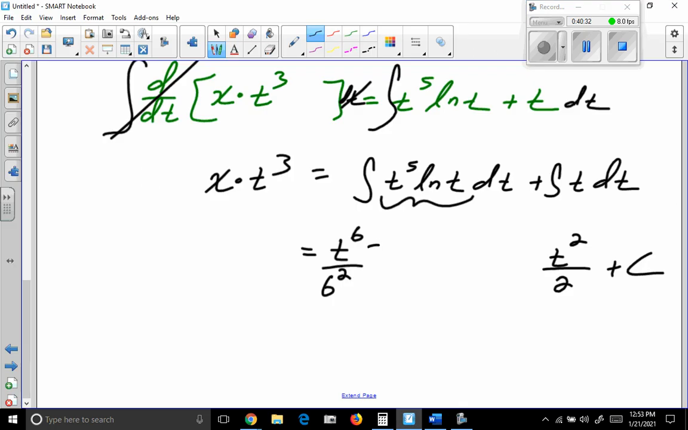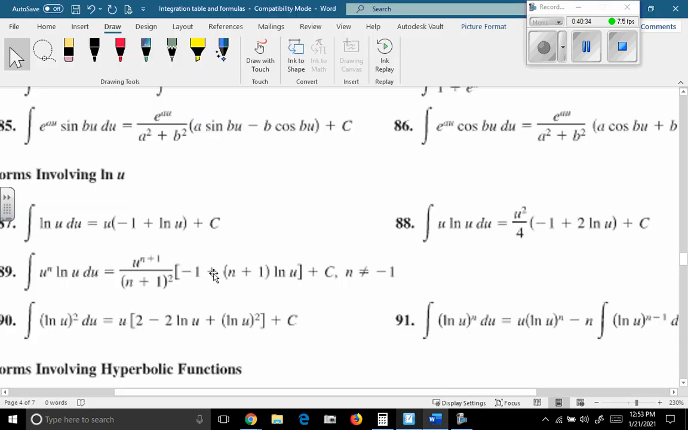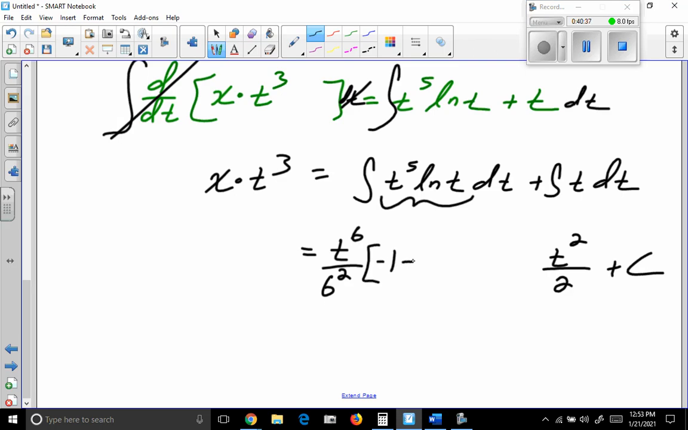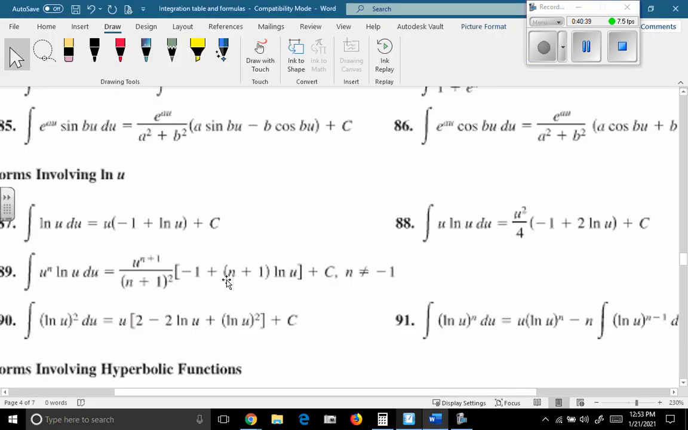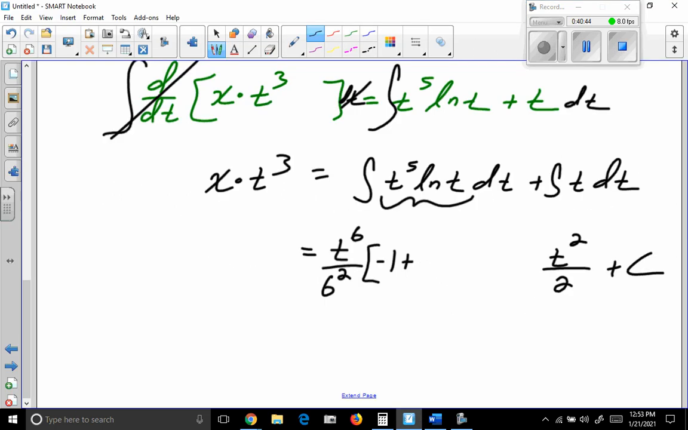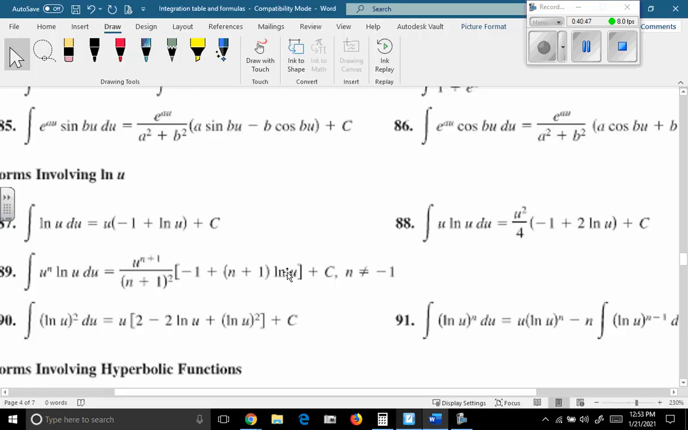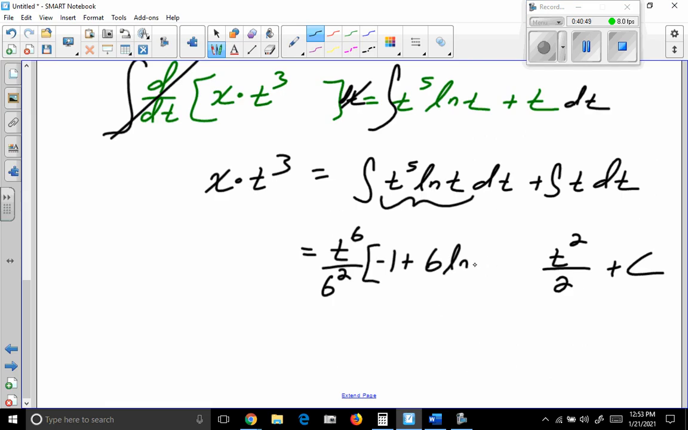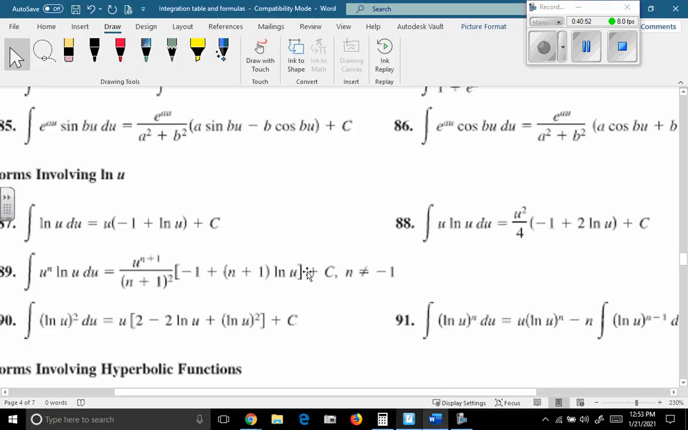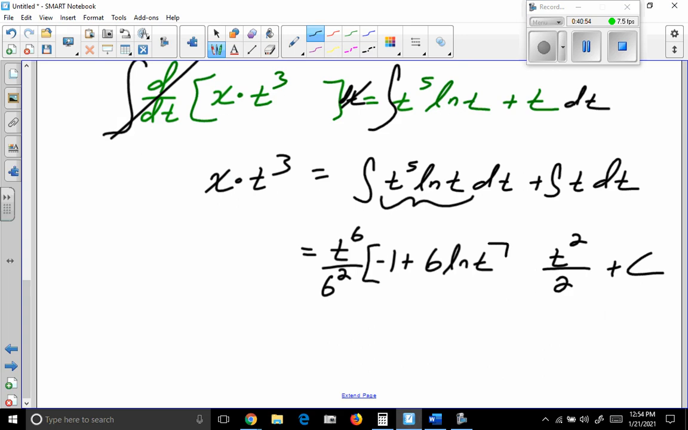Then that's times negative 1 plus n plus 1, and n plus 1 is what our exponent was, which is 6. That's times natural log of our variable, and then plus c, and we've already got a plus c. So our variable to the 1 greater power, over that power squared, times negative 1 plus our new power, times natural log t.